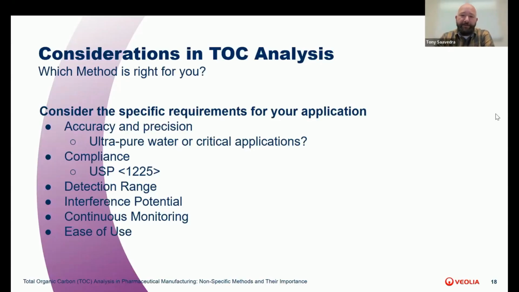Then there's the detection range. For those ultra-low TOC levels, membrane conductometric really shines. NDIR offers a wide dynamic range, so it's good for low to high concentrations. And then direct conductometric, it might struggle with very low TOC levels.